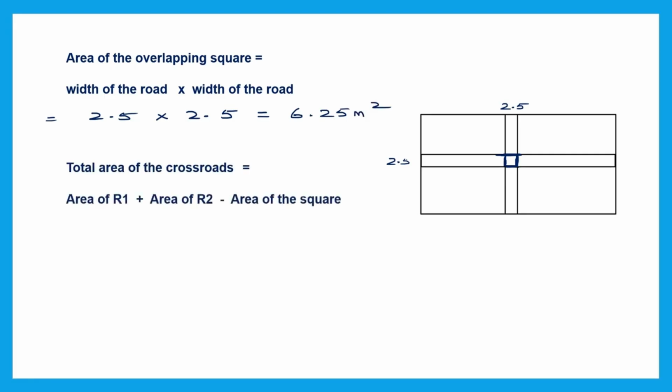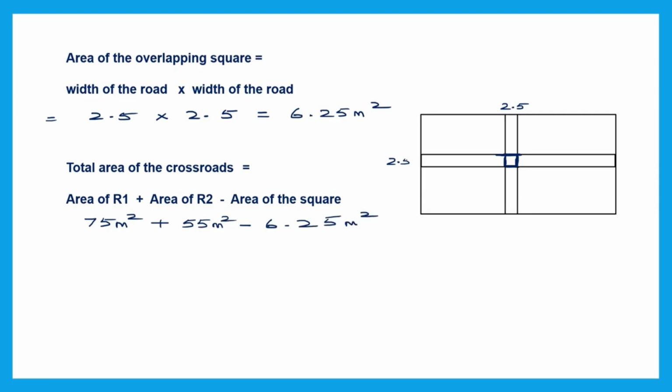Next, to find the total area of the crossroads, what should we do? We should add up the area of road 1 and the area of road 2 and minus the area of the overlapping square, this square. So let's do that. Area of road 1 we found out to be 75 meters square. Then the area of road 2 is 55 meters square. This also we found out, and we are going to minus the area of the overlapping square, which is 6.25 meters square, which we just found out.